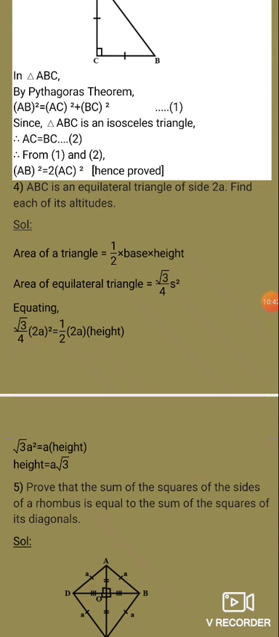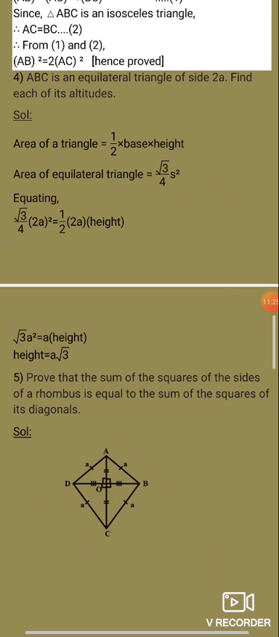Now root 3 by 4 into 2a, the whole square, becomes 4a square. The 4 and denominator 4 are cancelled. Remaining root 3 a square is equal to half into 2. So 2 and 2 are cancelled. What we get is root 3 a square is equal to a into height. So height is equal to root 3 a square by a. Then a square, the a and a are cancelled. At last we get height is equal to a root 3.